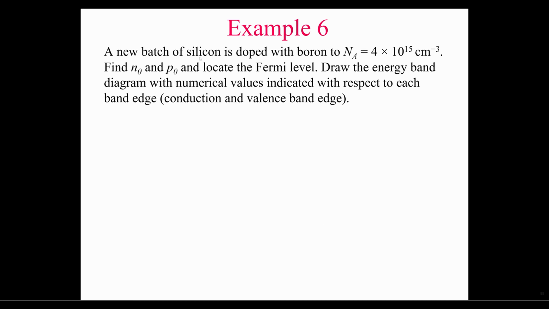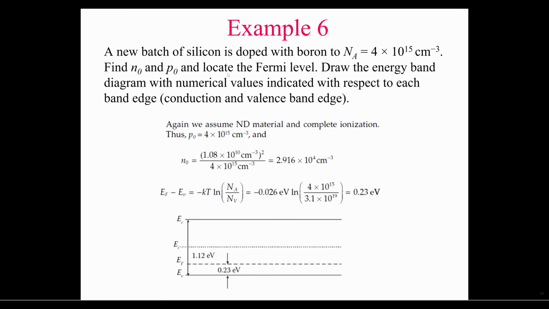Example 6 is on silicon doped with boron, find NO, PO. Okay, straightforward as well, not that difficult. Got the NO, you can calculate, and then you have to find your PO. Did I find my PO? Oh yes, because we included non-degenerate material and complete ionization, then you get exactly this PO, and then you calculate and you get this.